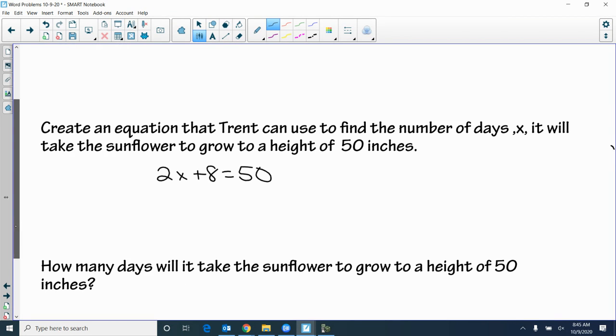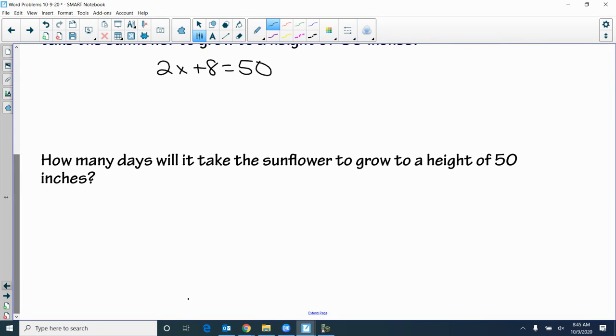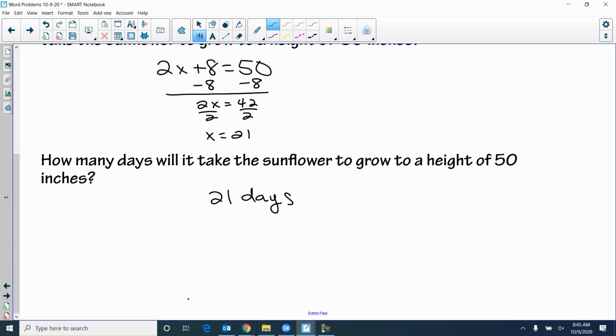How many days will it take it to grow to a height of 50 inches? Well, what do you got to do? You either solve it there or you solve it down below, but you got to solve that equation. Sam? 21 days. So she says 21 days. So if we agree here, we subtract 8, and we get 2x equals 42. Divide by 2, and I get 21. So yep, I'm going to put down 21 days.